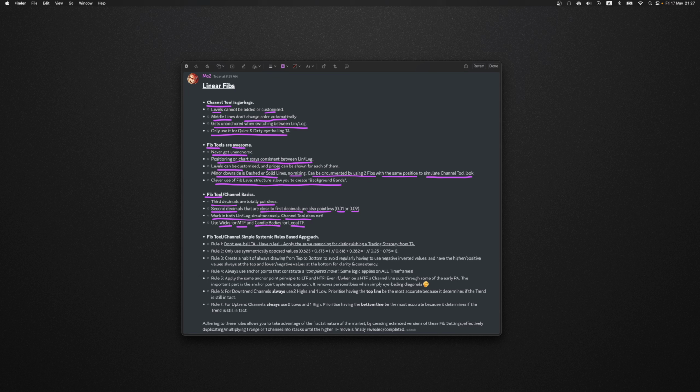A simple systemic rules-based approach, right? So this is what I just covered. Rule number 1: Don't eyeball it, have rules, apply the same reasoning for distinguishing a trading strategy from technical analysis. Rule number 2: only use symmetrically opposed values, right? So what does it mean? 0.625 and 0.375, which are 1/8 of a range, right? If you add those, it equals 1. The same goes for your golden ratio: 0.618 and 0.382, if you add them up together, it's 1. 0.25 and 0.75 add up to 1, right? They're symmetrical. What does that mean?